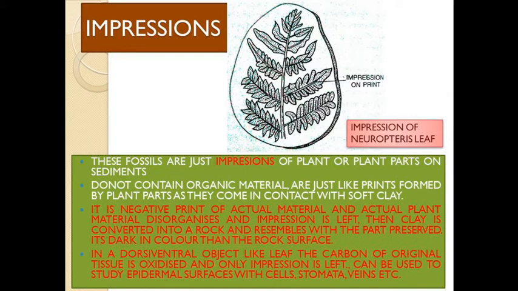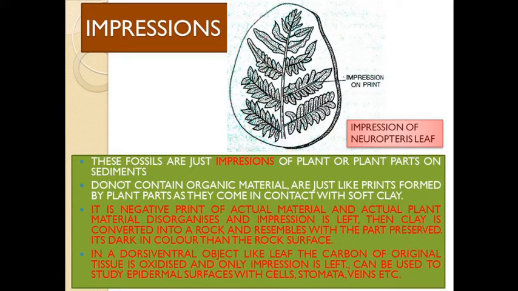The carbon of the original tissue is oxidized and only the impression is left. So this fossil can be used to study epidermal surfaces, the cells on the surface, the stomata, the veins. We can study these structures from impression type fossils, and it is actually a negative print. The fossil record is a negative print of the actual material, and the actual plant material disintegrates and the impression is left. Then the clay is converted into rock and resembles the part preserved, so it is darker in color than the surrounding rock surface.